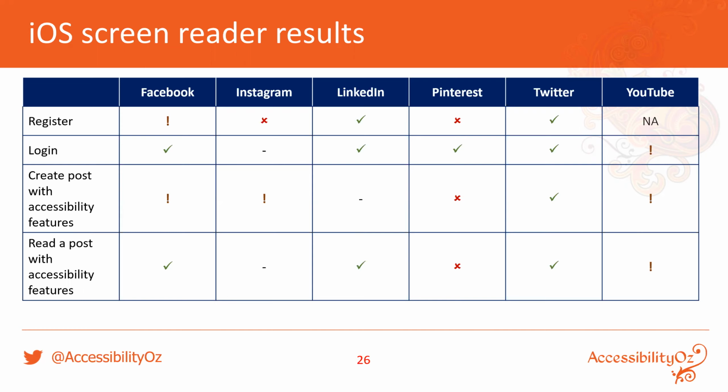LinkedIn, he found that he could register and log in and read a post, but creating a post couldn't be done, but once again, we weren't sure if that was a site or a screen reader thing. Pinterest, Raf couldn't register. He could log in, but he couldn't create a post or read a post. Twitter, he could actually do everything easily, which is great.